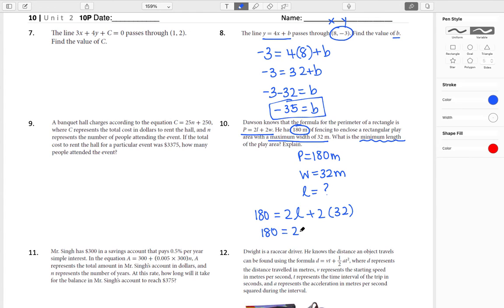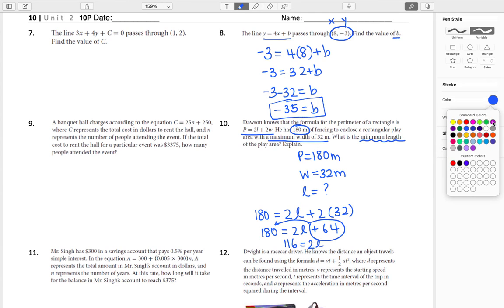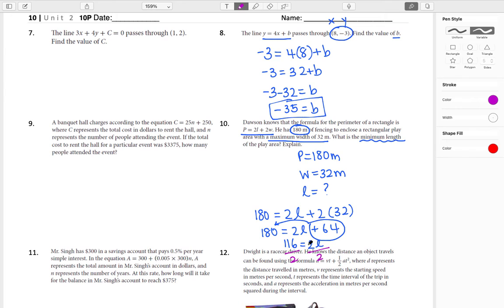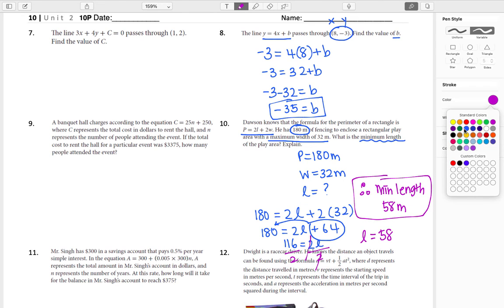Let's simplify. And I'm going to collect the like terms by bringing positive 64 to the left side. So it becomes minus. And let's divide everything by 2. So therefore, the length is 58. So therefore, what is the minimum length? Minimum length, don't forget the unit, is 58 meters. Okay, good.